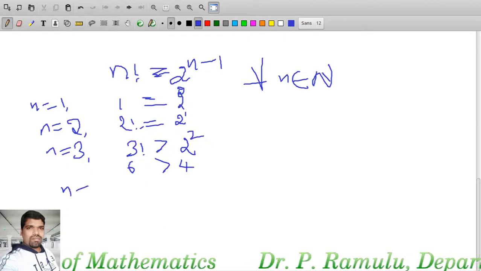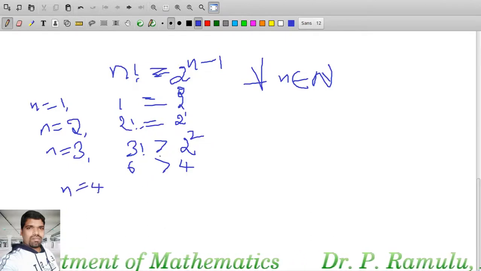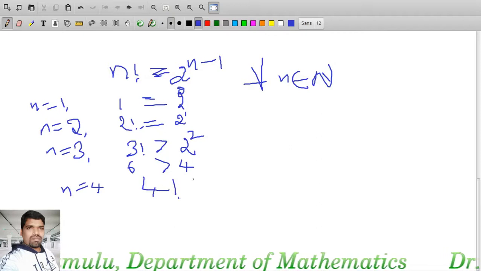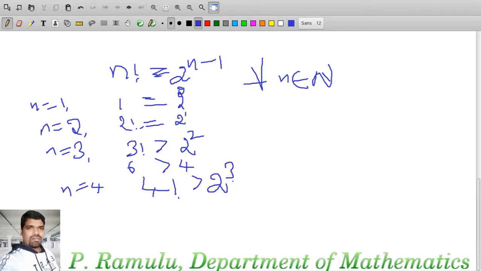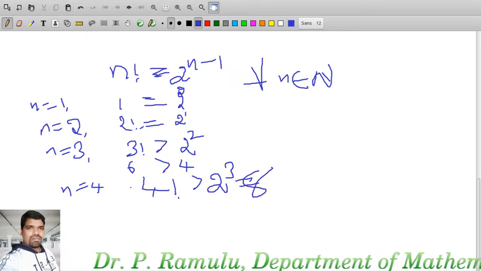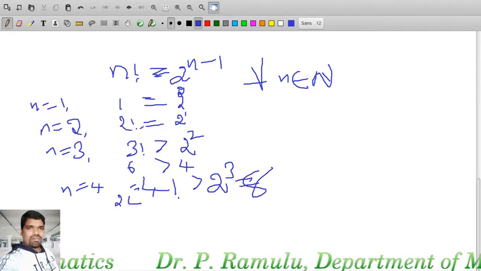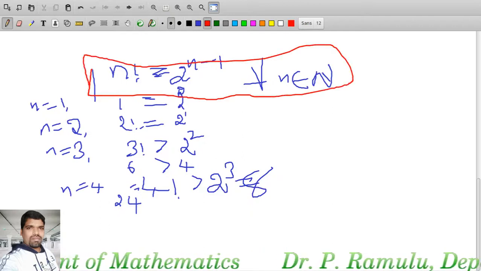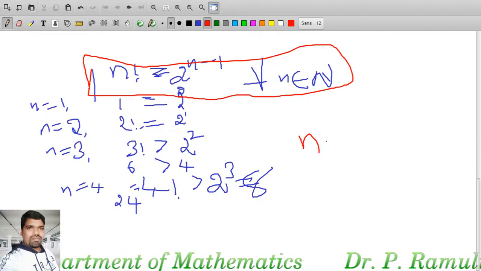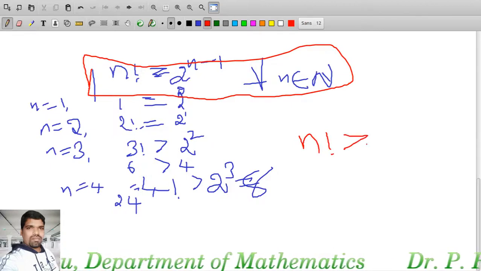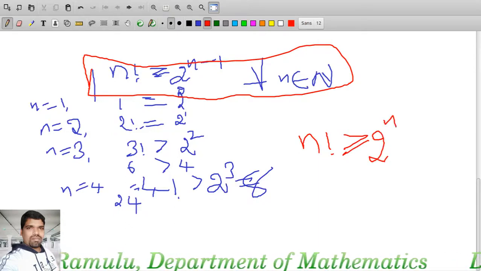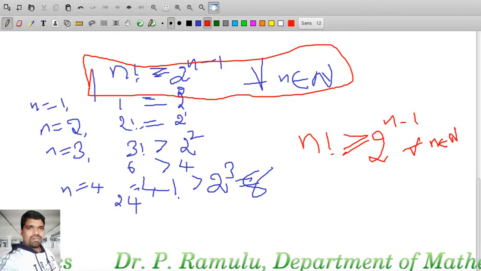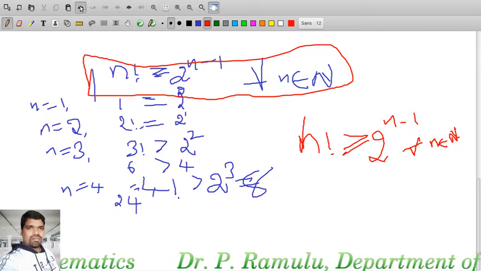For n equal to 4, what happens? 4 factorial equals 24, and 2 power of 3 equals 8. So 24 is greater than 8. If we consider this, our problem is solved. This is very important because we will use it many times. So 2 power of n minus 1 for all n belonging to N is the thing we have to consider.